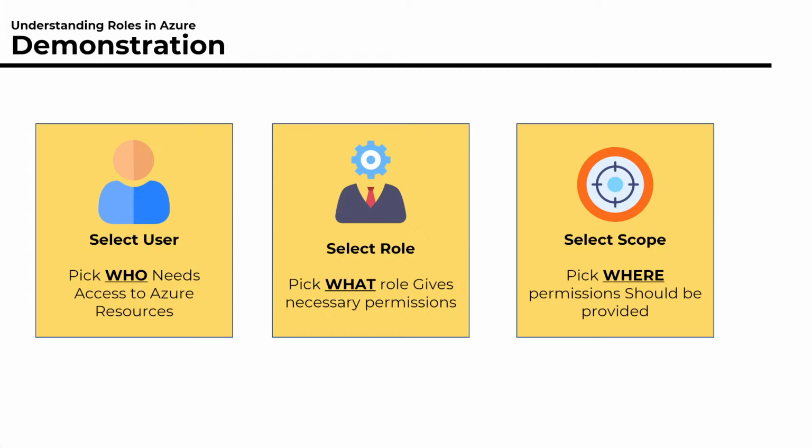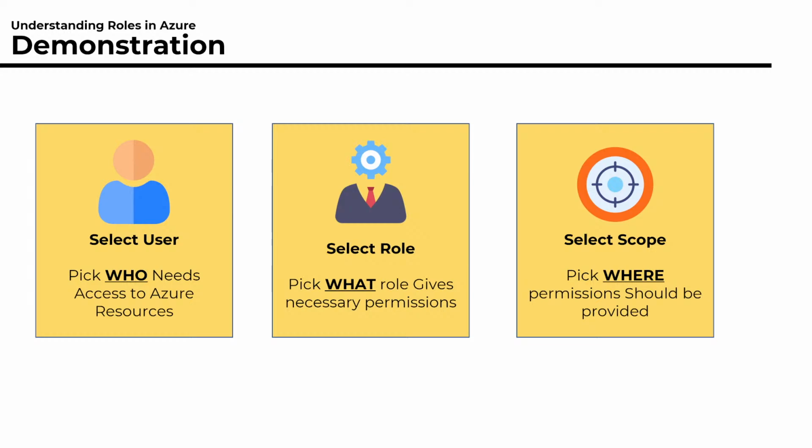In order to use RBAC, role based access control, we need to keep these three considerations in mind while assigning access to users. The first one is to select the user. We need to select which user we need to provide access to. This is what we call the who. Pick who needs access to the Azure resources.